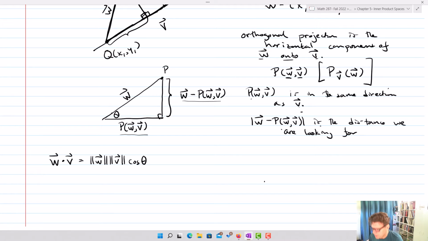You got that from your multivariable calculus class. We also talked about that with the Cauchy-Schwarz inequality. This ends up becoming one of those powerful results.